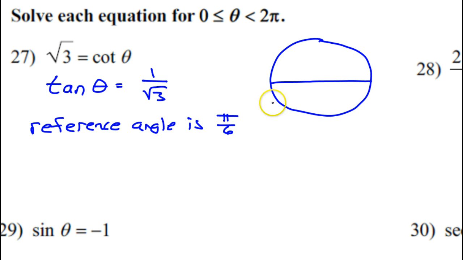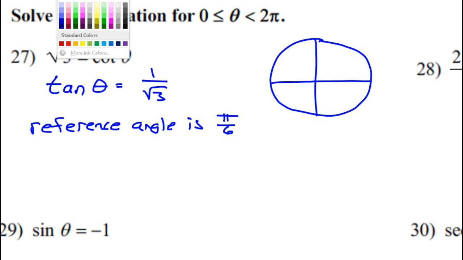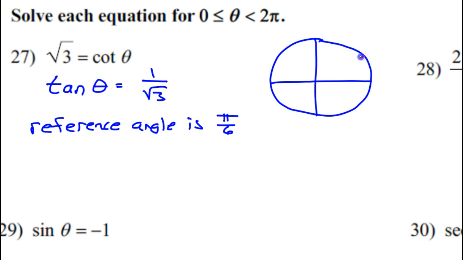So what I recommend is drawing a diagram. So here is pi up top. Now, if the reference angle is pi over 6, I'm going to split this up into 6 pieces. So here's how I do that. Alright, obviously this is not perfect, but you can see in the top half I have 6 pieces, so each one of these is pi over 6.